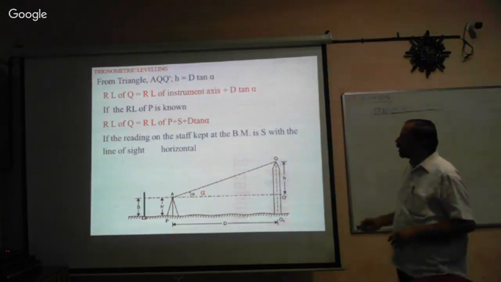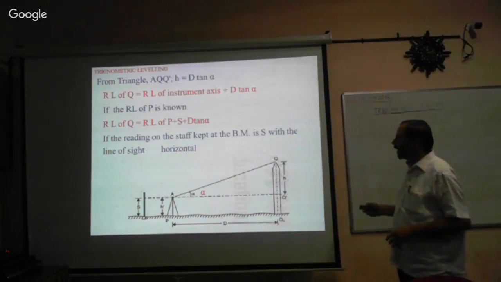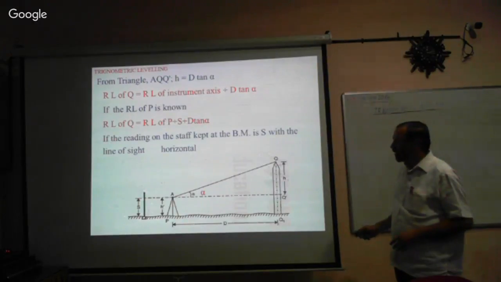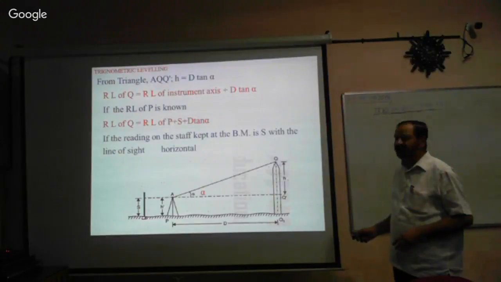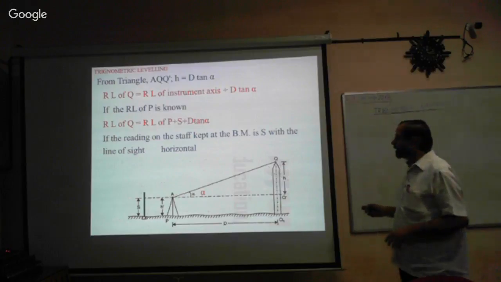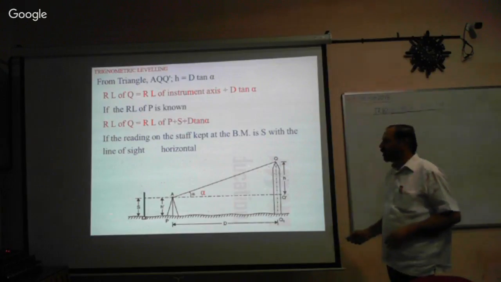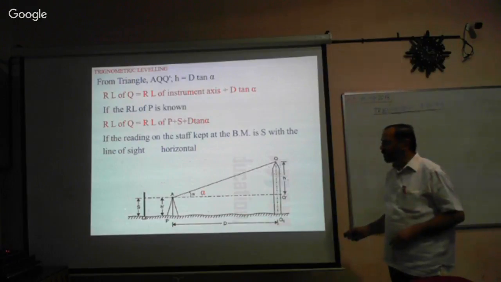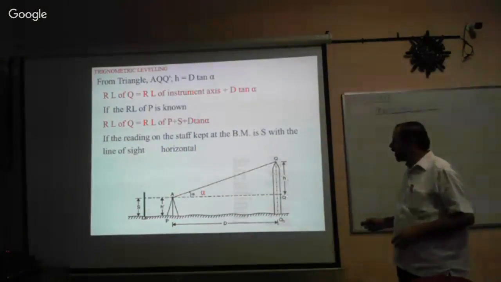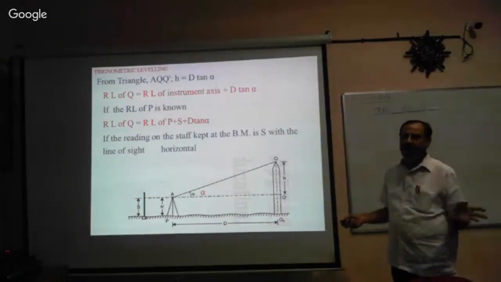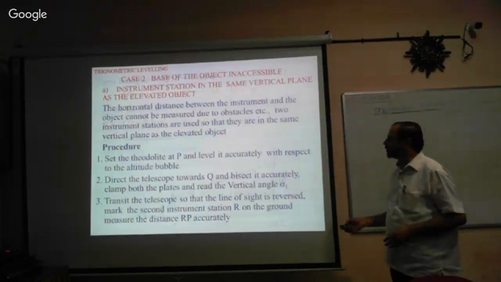So how to calculate the elevation of this point? To calculate the elevation of this point, for example, the staff reading we have taken here. This is the staff reading, and that is the benchmark where we have taken the staff reading. Then this H is calculated. Therefore, elevation of Q is equal to benchmark plus staff reading plus H. That's over. Simple problem.